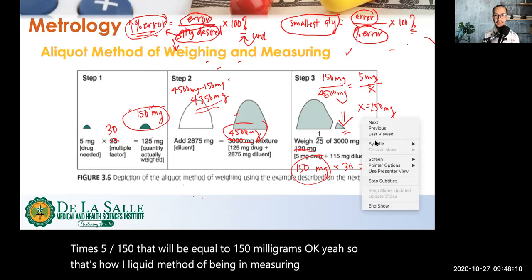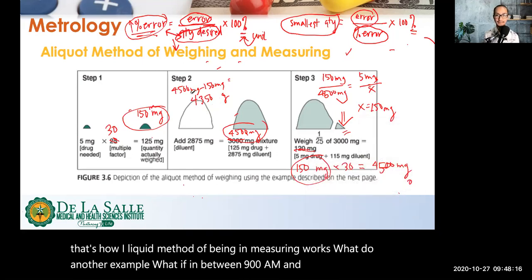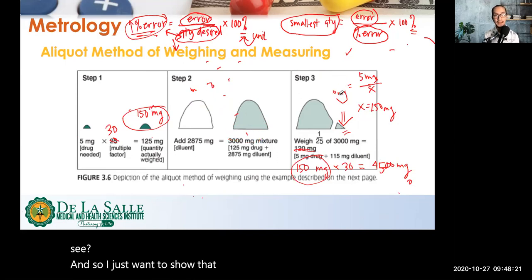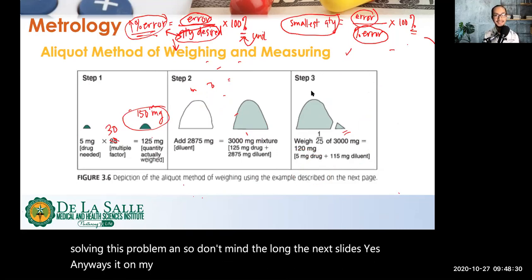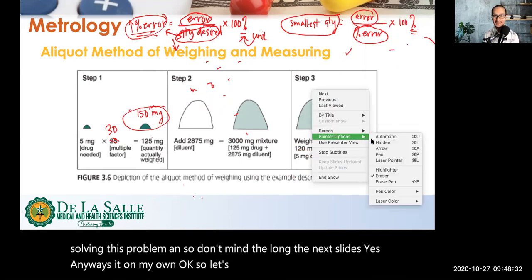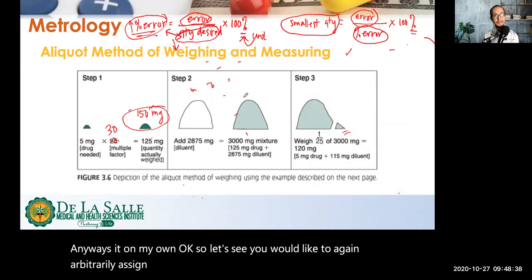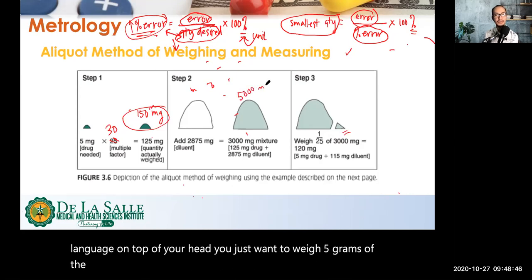What if, another example, we change it again? I just want to show that there are multiple ways of actually solving this problem. Don't mind the next slides, because this is already that. So let's say you would like to arbitrarily assign the amount of the mixture. On top of your head, you just want to weigh 5 grams of the mixture. You just want to have 5,000 milligrams of the powder.